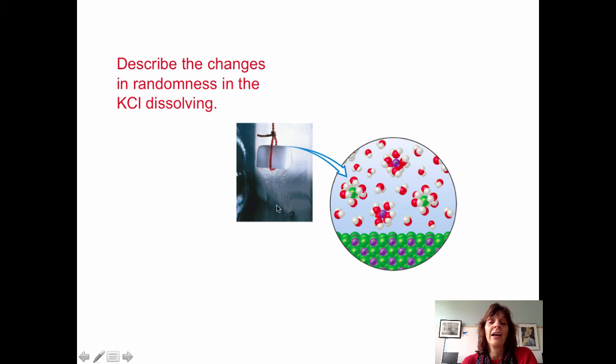For instance, if you've got a salt like KCl dissolving in water, you can see how it's in a very stable state as a solid, and then the water pulls it apart and spreads it out more, giving it more disorder.